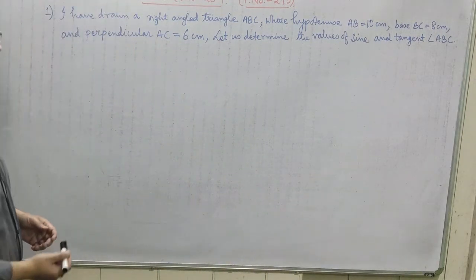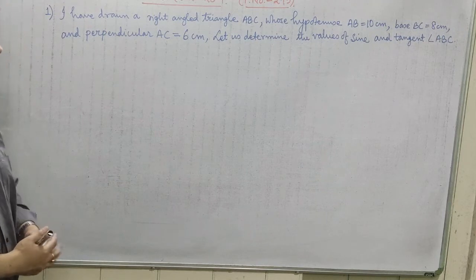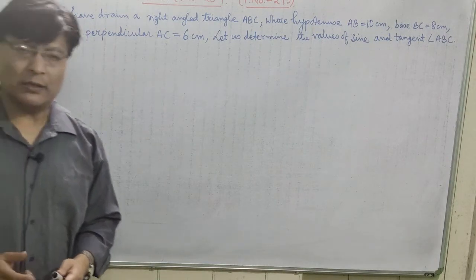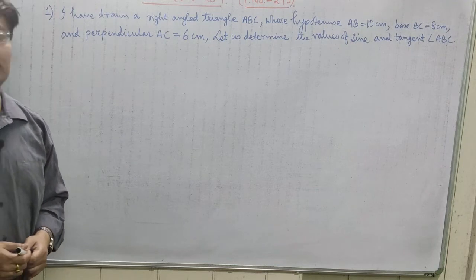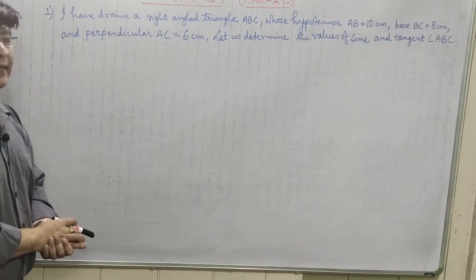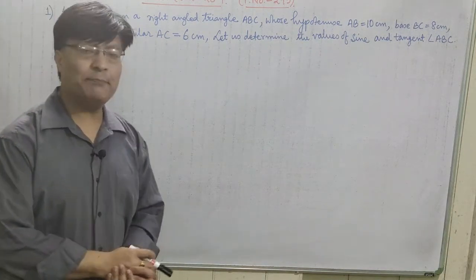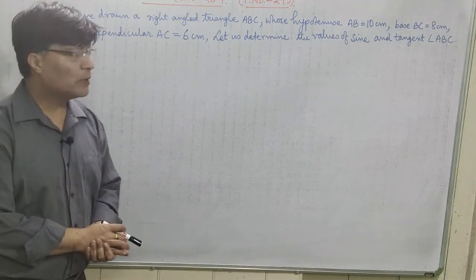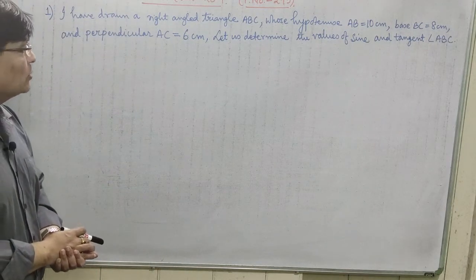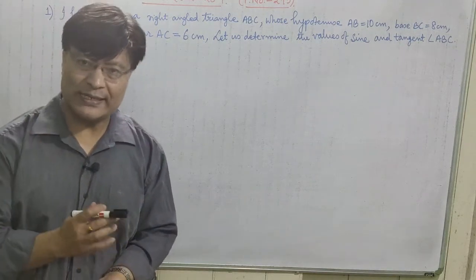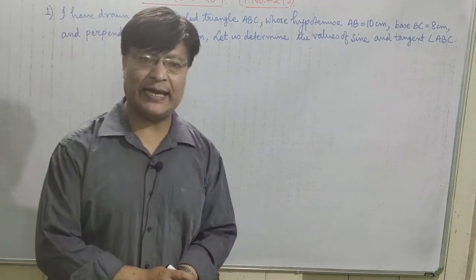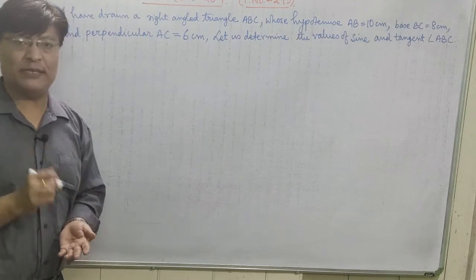So now we'll do this question from exercise 23.1 on page number 295 from the book Ganit Prakash for Class 10 by the West Bengal Board of Secondary Education. Let's do problem number 1. I have drawn a right angle triangle ABC whose hypotenuse AB is equal to 10 centimeter, base BC is equal to 8 centimeter and perpendicular AC is equal to 6 centimeter. Let us determine the values of sine and tangent of angle ABC.